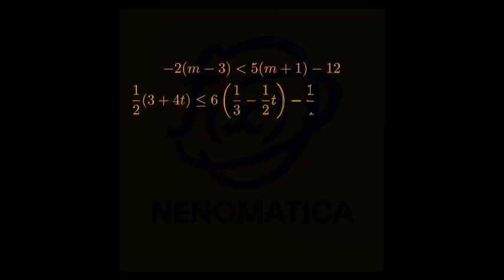Here is the worked example. The label should simply read, example. Problem A: -2 times open m minus 3 close is less than 5 times open m plus 1 close minus 12. Problem B: 1/2 times open 3 plus 4t close is less than or equal to 6 times open 1/3 minus 1/2 t close minus 1/4 times open 2 plus 10t close.